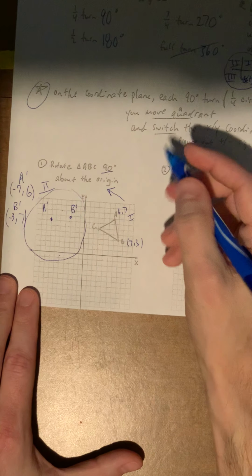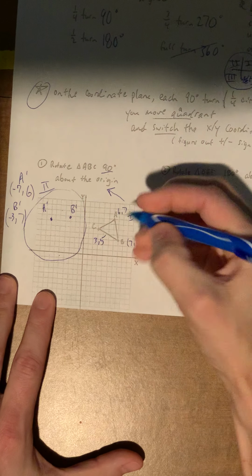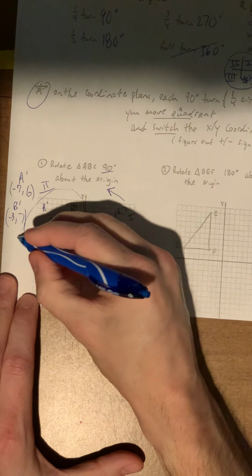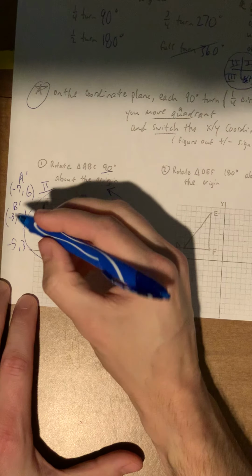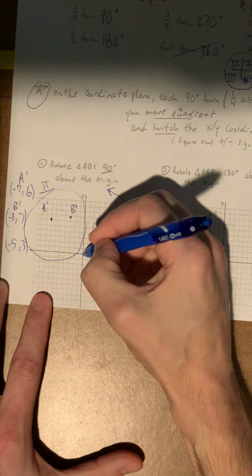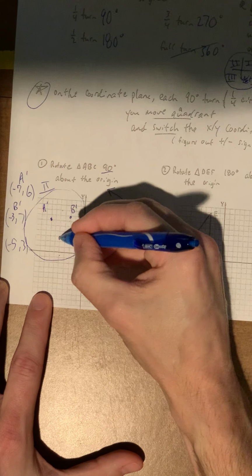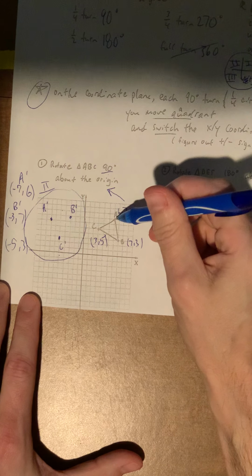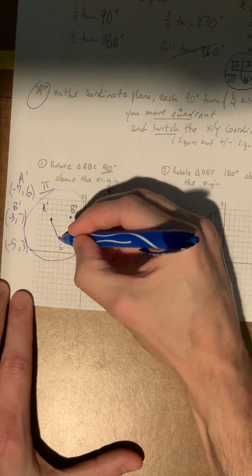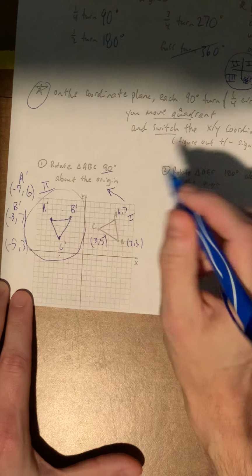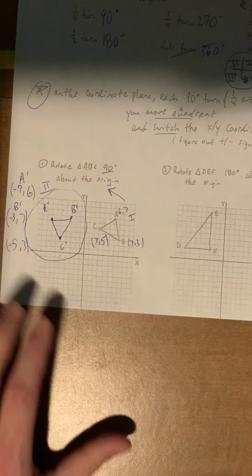B prime. And the last point, C, the coordinates are 3, 5. So we swap them to 5 and 3. And the X is negative, so it's really negative 5, 3. We plot that point for C prime. Negative 5, positive 3, C prime. And once you have the image of your 3 pre-image points, you can make your triangle. And there you go. You have the image, or the rotation, of triangle ABC.